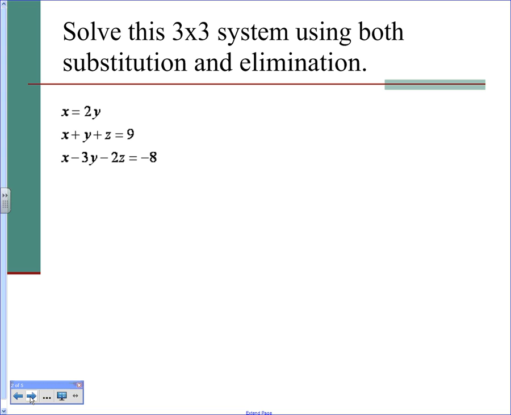All right, so what's different about this compared to what we've done in the past? It has another letter. Yeah, it's a 3 by 3. Three variables and 3 equations. So we're going to use both elimination and substitution to solve for x, y, and z.